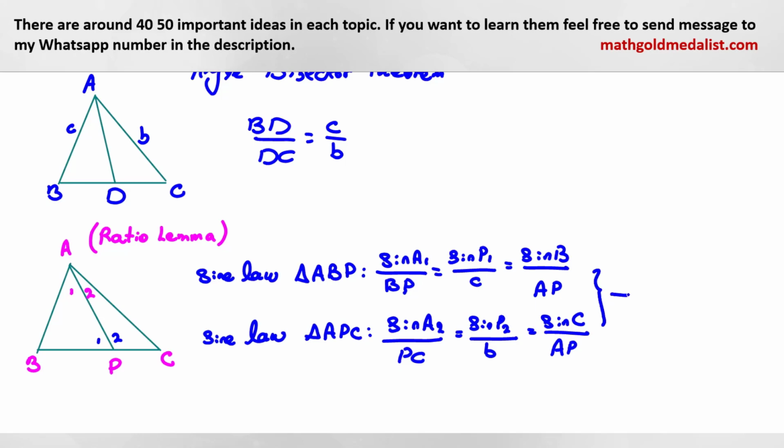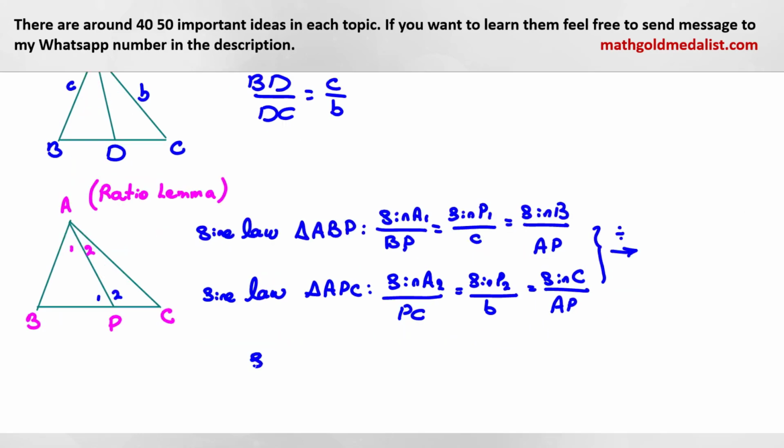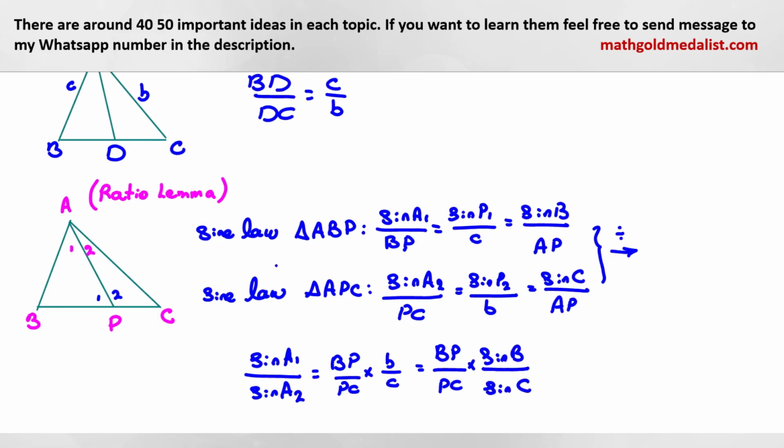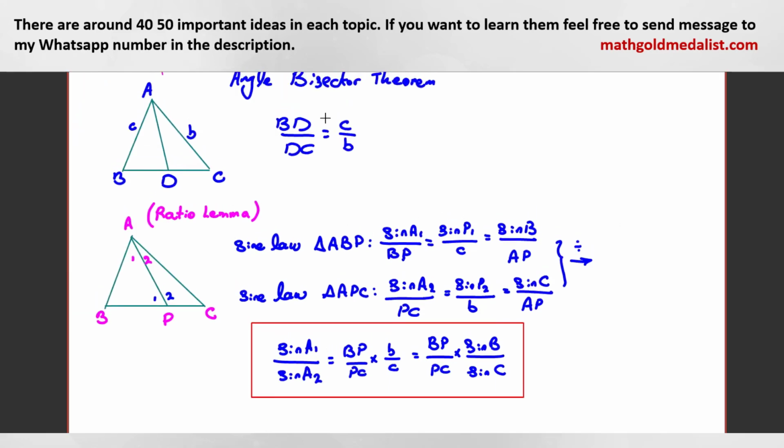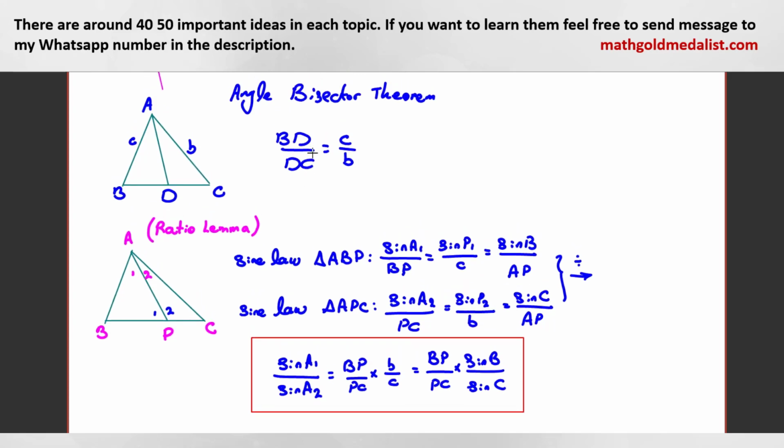Yes. Now if we divide, we can say sine A1 over sine A2, if we consider the first two fractions, will be BP over PC times B over C, right? Agreed. Also, you can write it times sine B over sine C, okay? Memorize this, and we call it the ratio lemma. Now, do you agree with this one, BD over DC? Why is the angle bisector theorem a special case of the ratio lemma? Because A1 is equal to A2. Exactly. And BD over DC times B over C is 1, so it will be C over B, right? Okay. So this one, I know this, memorize.